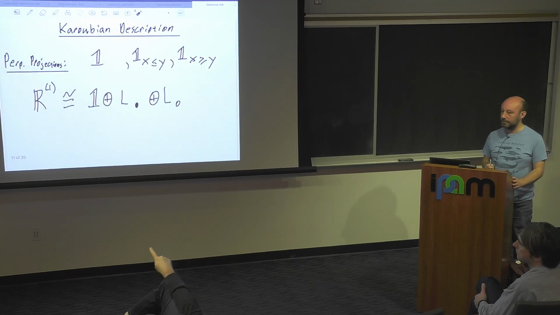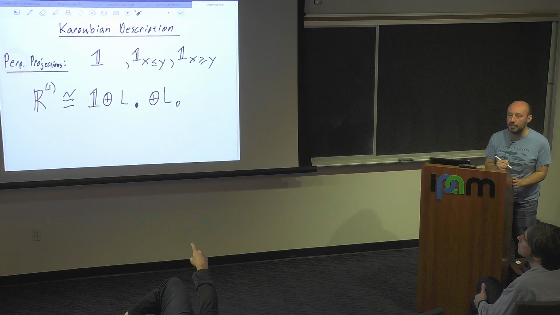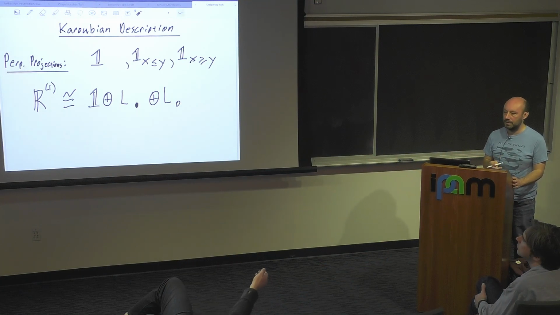So, I didn't understand the previous slide. It's related to the question. These are supposed to be primitive idempotents? Yeah, exactly. That's why I said... I didn't say this word. These are perpendicular projections. But shouldn't they sum up to 1? Exactly. And they do.